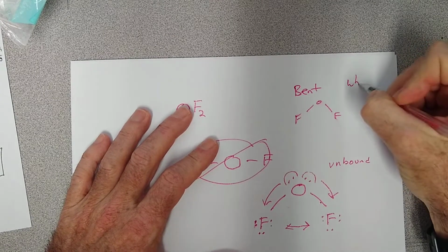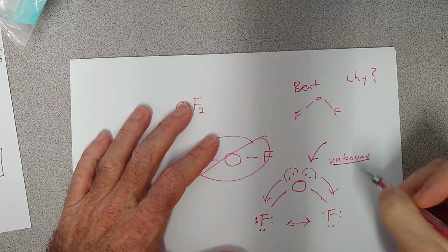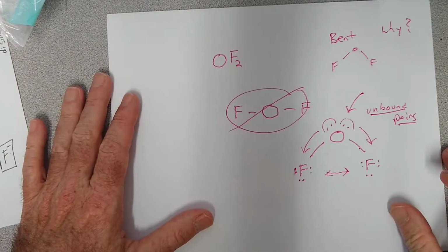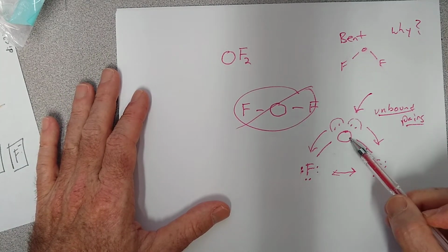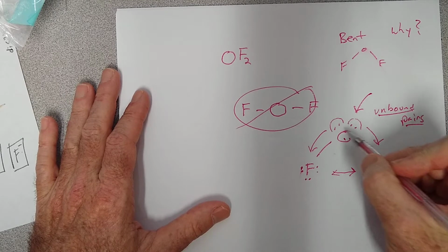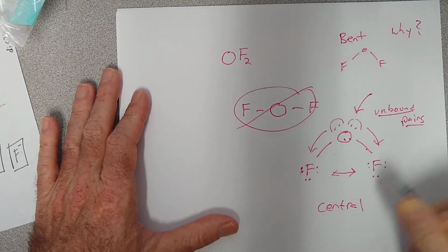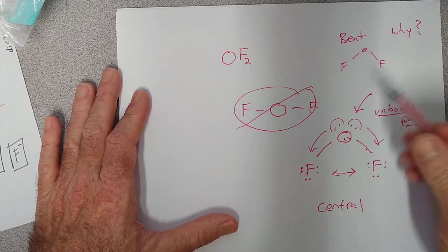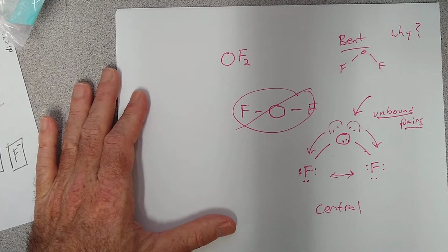And why is it bent? That's right, it's bent because of these unbound pairs of electrons, okay? That's why sometimes you end up with shapes that are bent. If your central atom, the atoms that are in the middle, we call them central, if your central atoms have leftover unbound pairs, you're very likely going to end up with a bent shape, okay?